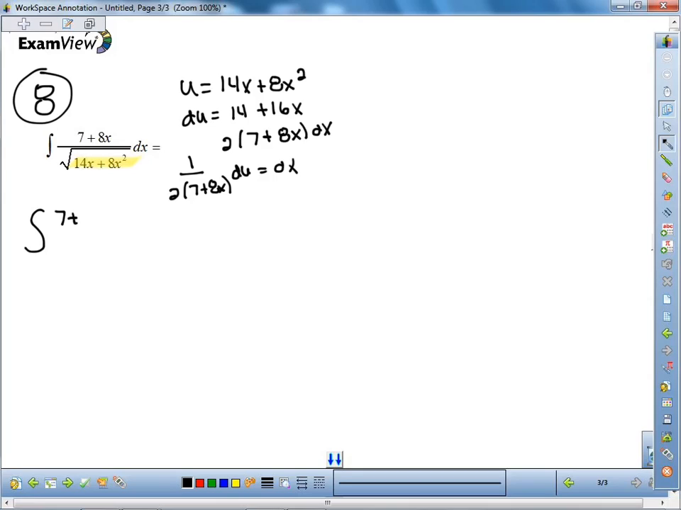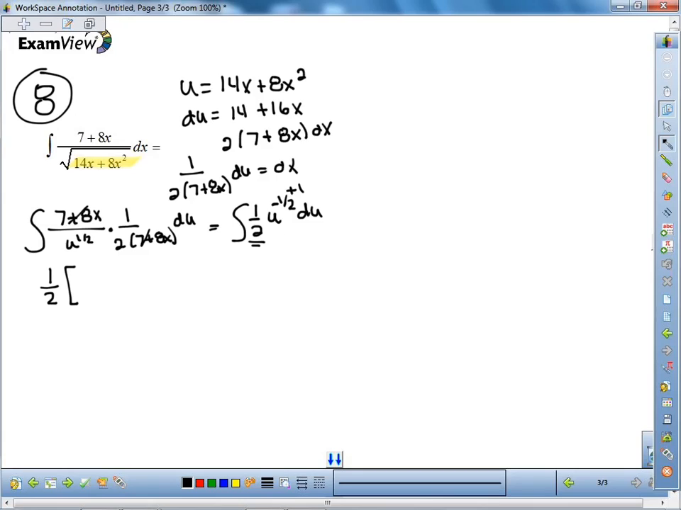So if I substitute everything back, notice that the 7 plus 8x are going to cancel. So I'm going to add 1. 1/2 is a constant, so it just comes down. So I'm going to have u to the 1/2 divided by 1/2, or multiplied by the reciprocal. So I'm going to have the square root of 14x plus 8x squared plus c.